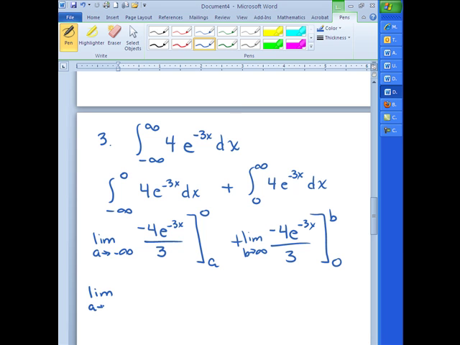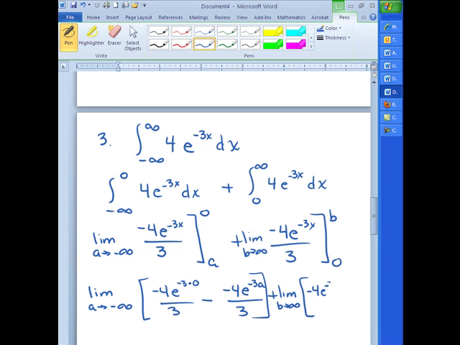Limit as a goes to negative infinity of negative 4e to the negative 3 times 0 all over 3 minus negative 4e to the negative 3a all over 3. Let's see if I can make this all fit on one line. And then the limit as b goes to positive infinity, we're going to have negative 4e to the negative 3b over 3 minus negative 4e to the negative 3 times 0 all over 3.